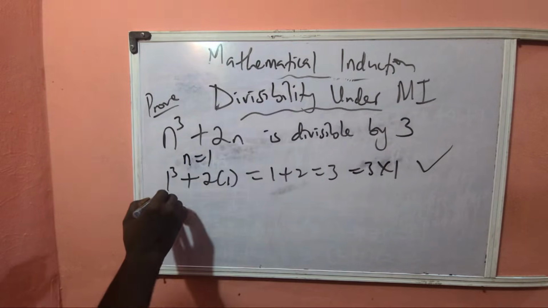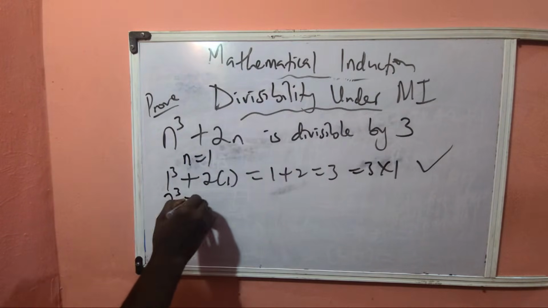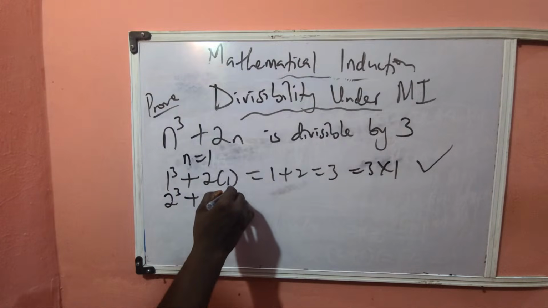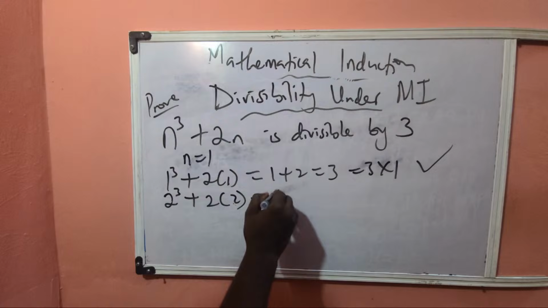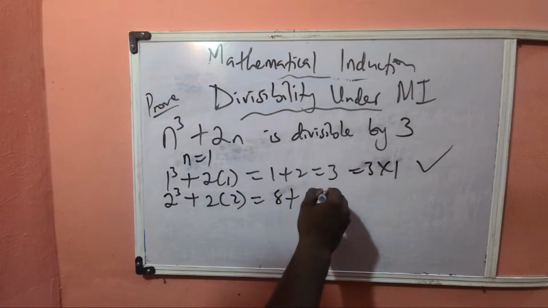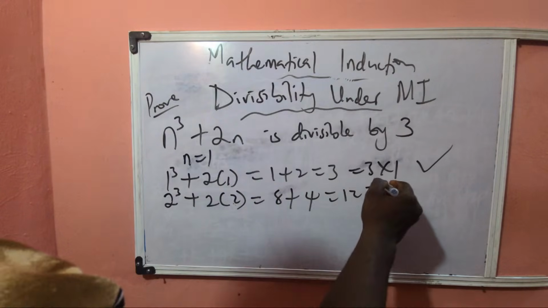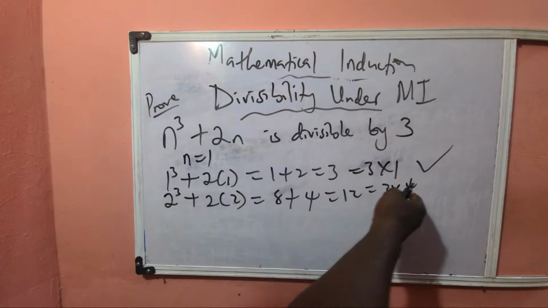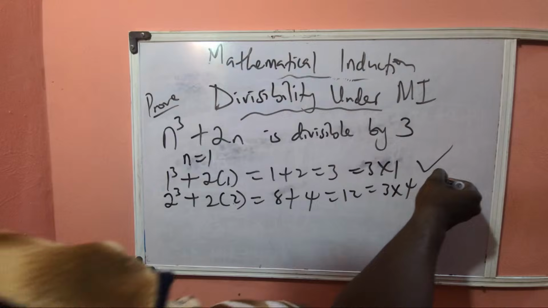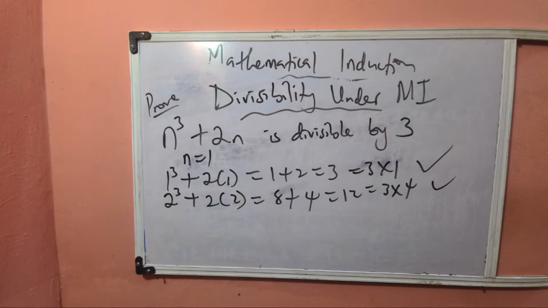Let's see for when n was 2. That will be 2 cubed plus 2 times 2. That will be 8 plus 4. That's 12. You can see this is 3 times 4. That means 3 can go into 12 four times. It works. You see, our inductive step is actually making sense.